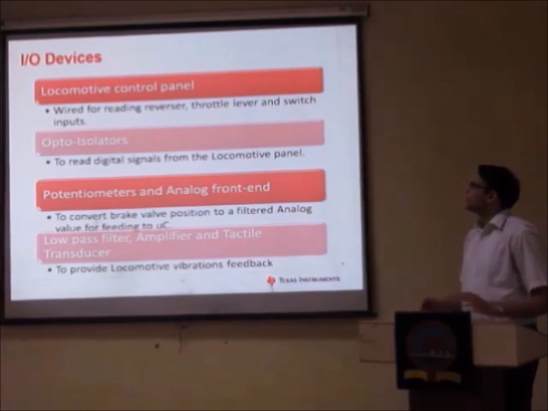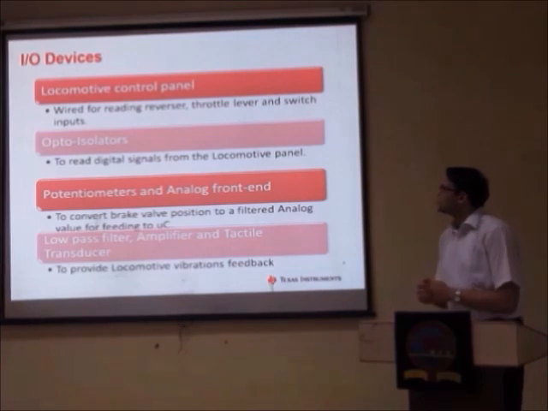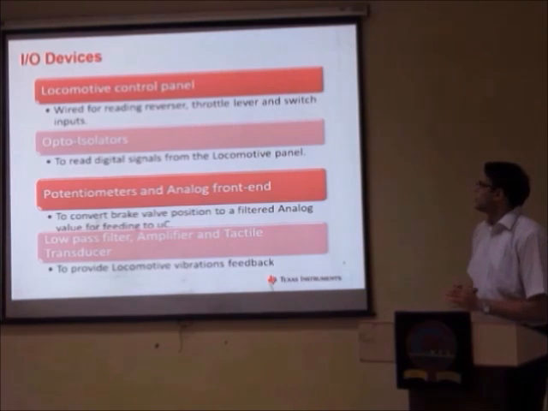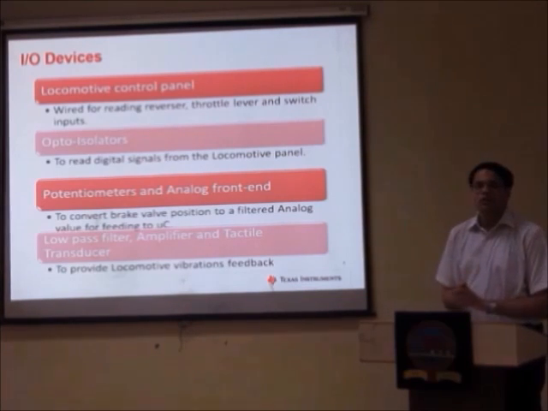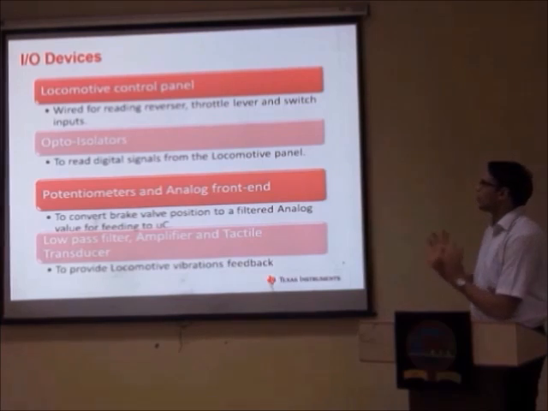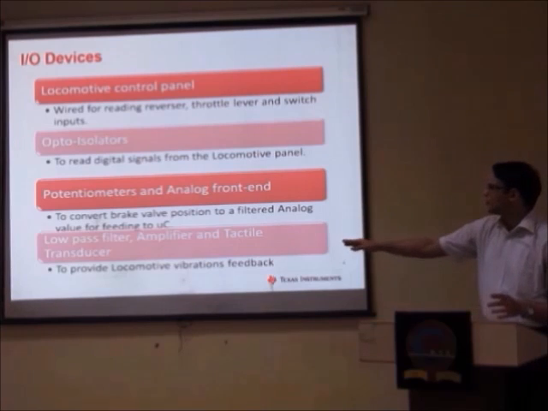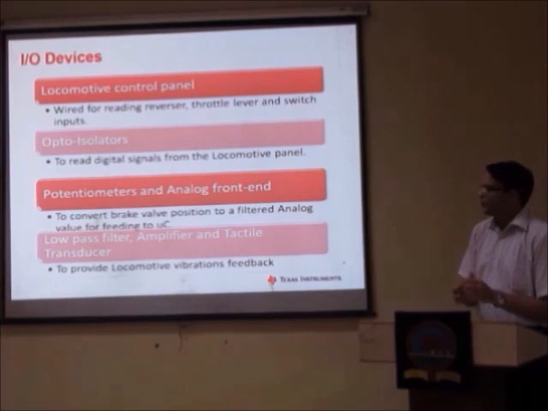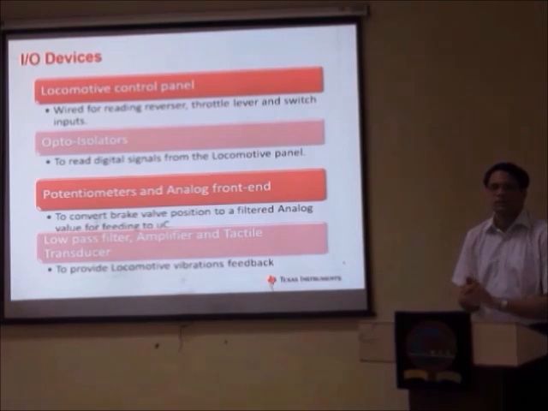This point describes the different input-output peripherals of our simulator. We take throttle, reverser, and switch inputs from the locomotive control stand and feed them through opto-isolators to the Stellaris microcontroller. For the brake handles, we use potentiometers and filter and scale the signals using an analog front end before feeding them into the microcontroller. Here you can see that we have used a low pass filter using a UAF42 filter circuit to provide tactile feedback to the locomotive driver.